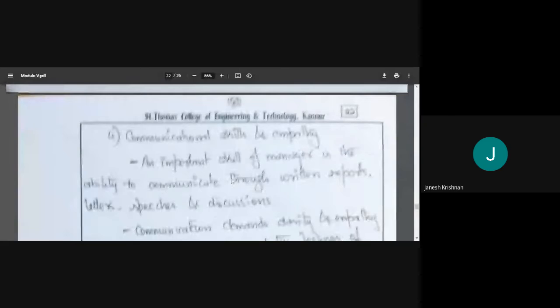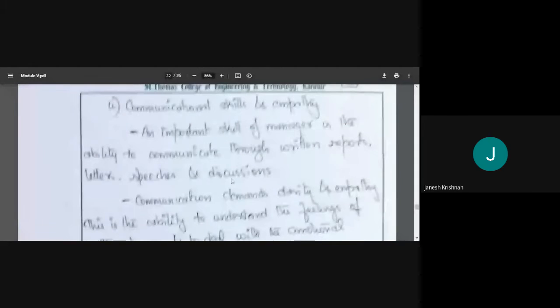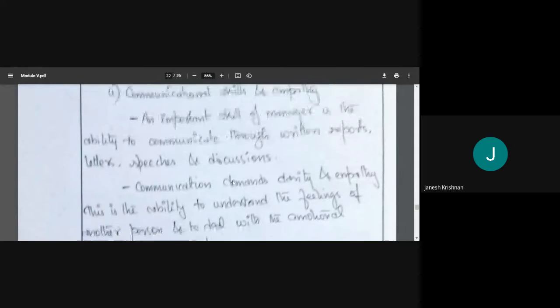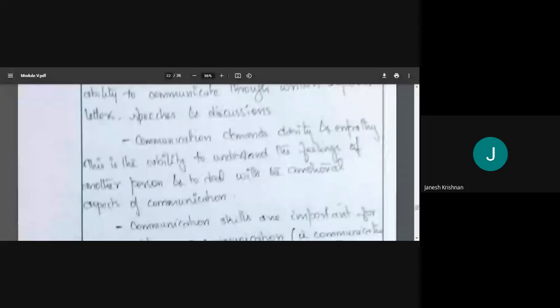Then communication skills and empathy. Okay? Communication skills become very important for a manager, because you are not only communicating verbally. A manager has to communicate through written reports, letters, speeches, and discussions. So he has to take part in all of these things, right? So communication is a very important tool. Whenever we are communicating, it requires two things. One is that it should be very clear. It should not be left open to interpretation. Whatever you are saying, it should be very clear. People should not have doubt about it.